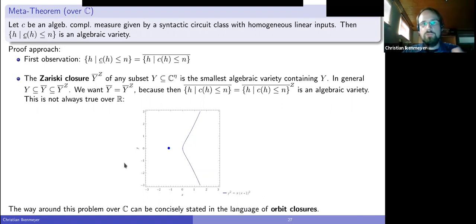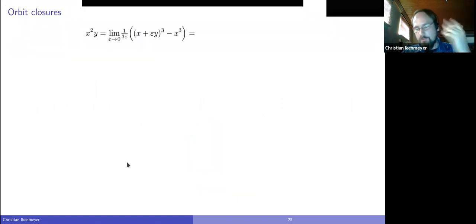So I want to introduce what an orbit closure is, because we will need orbit closures anyway in further lectures, so might as well discuss them now in this setup. Okay, let's look at the polynomial x squared y. And this is the limit process that gives me x squared y.